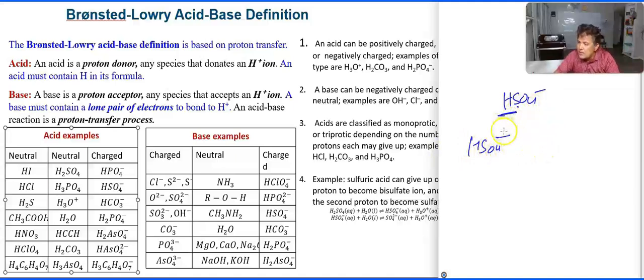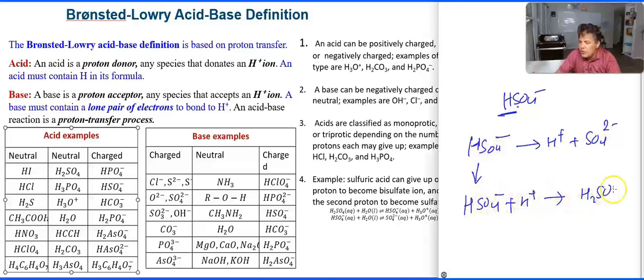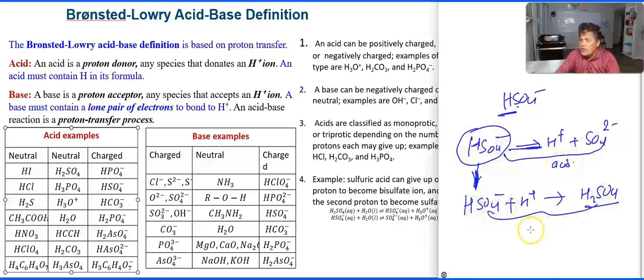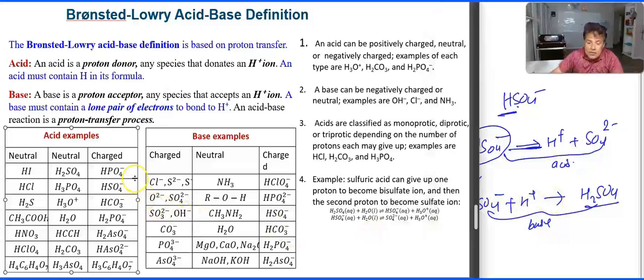It can accept H+ because it has a minus charge. It can donate the hydrogen because it has hydrogen. That's why it can give you H+ plus SO4 2−, right? And on the other hand, it can accept the hydrogen also: HSO4− plus H+, and it can become H2SO4, right? That's why it has both properties. It can accept the hydrogen, it can donate the hydrogen. Because it can donate the hydrogen, it is an acid. Because it can accept the hydrogen, it is a base. Okay, so these all are acids also. However, they are negatively charged, but they are acids too.